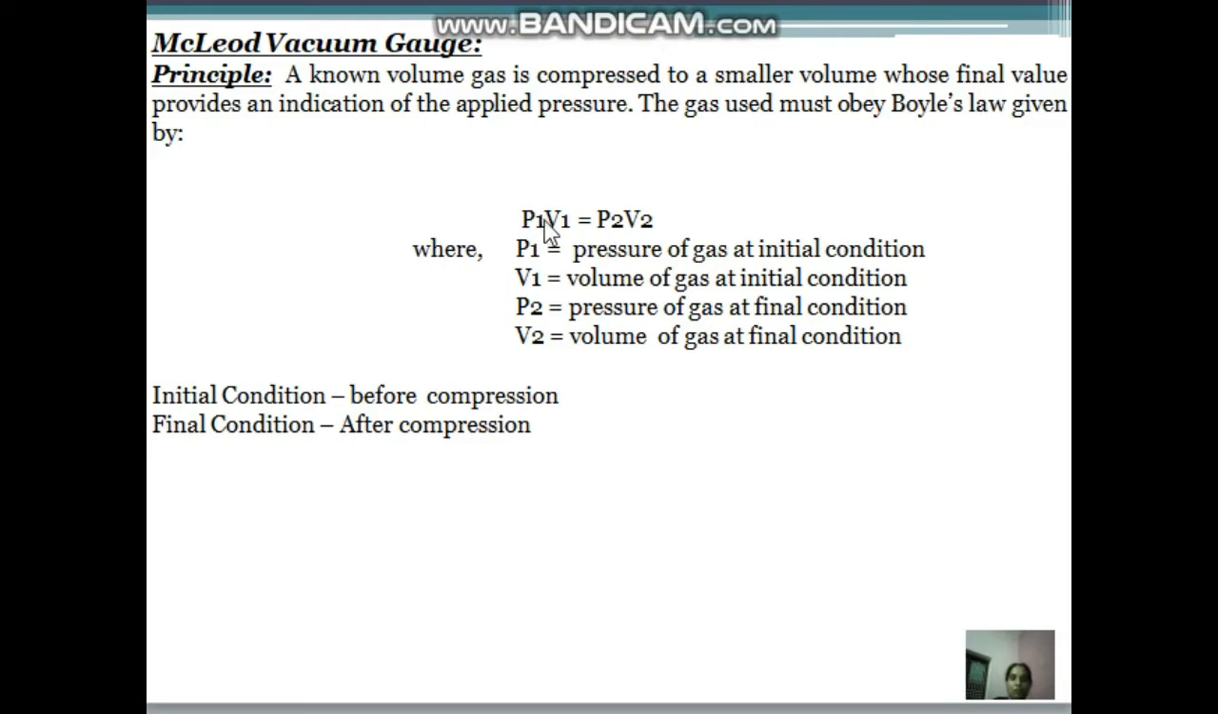Actually we don't know P1, but we know the volume V1. So what will we do? We will compress that gas to P2 in the known volume V2. Now we know P2 and V2, so now we will find P1. This is how the McLeod vacuum gauge works.